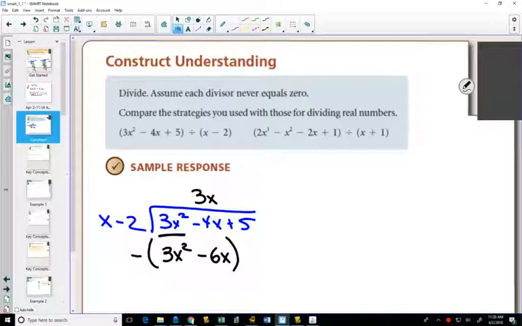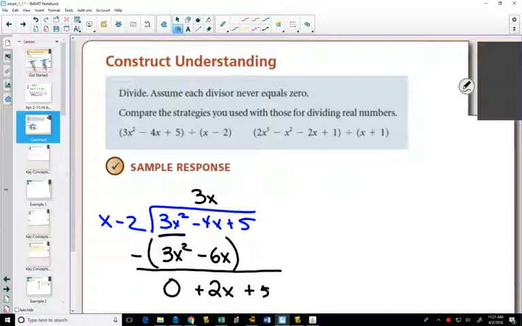And just like we did in long division, we subtract. So I put brackets around it because I'm subtracting the whole thing. And sure enough, my biggest value goes away. And negative 4x minus a negative 6x is like negative 4x plus 6x becomes plus 2x. Bring down the 5 because 5 minus nothing would still be 5. And now we have 2x plus 5.